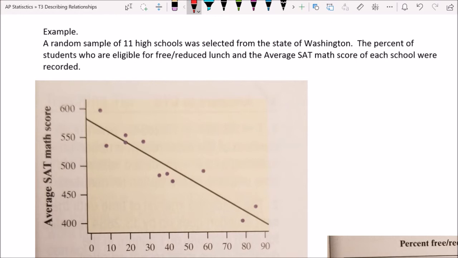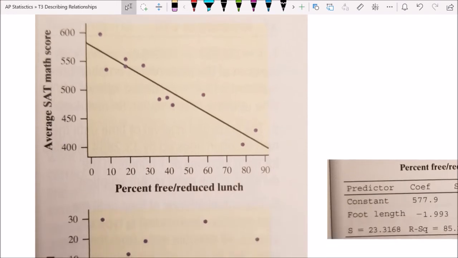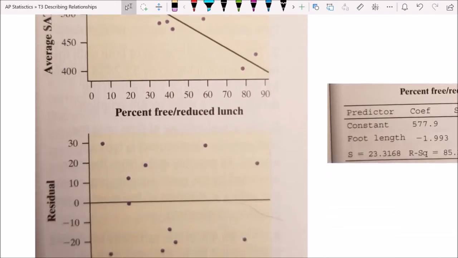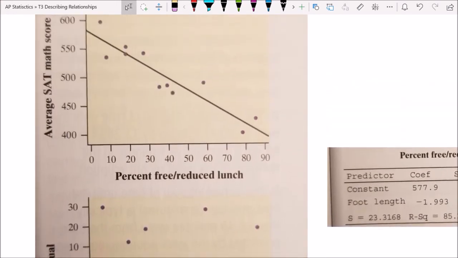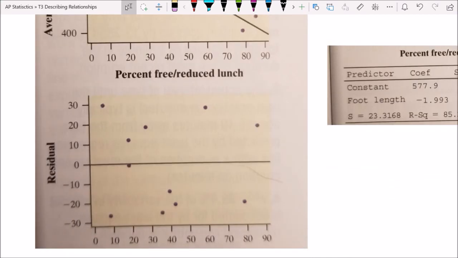Okay, so there's our graph. Down below we have a residual plot. So let's double check. Does it look linear? Up here it looks linear. Do you see any curviness in the residual plot? Nope, looks pretty random to me. So I think that's okay, it is linear.